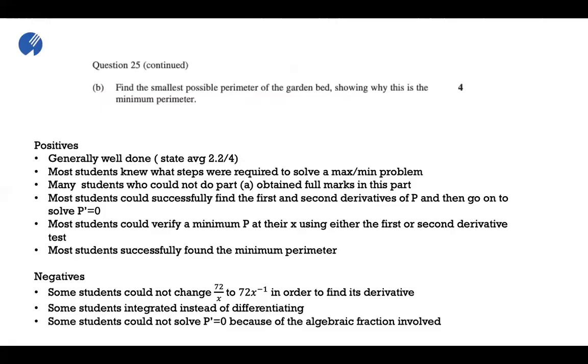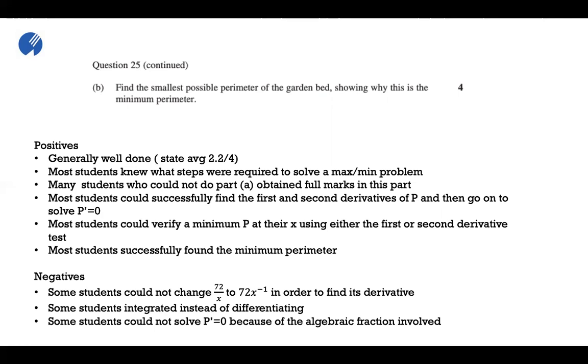The final section here, 25B, was find the smallest possible perimeter of the garden bed, showing why this is the minimum perimeter. And we can all give ourselves a pat on the back. There were many students who could not successfully do part A and then successfully got full marks for part B. The positives was that generally it was well done. State average 2.2 out of 4.